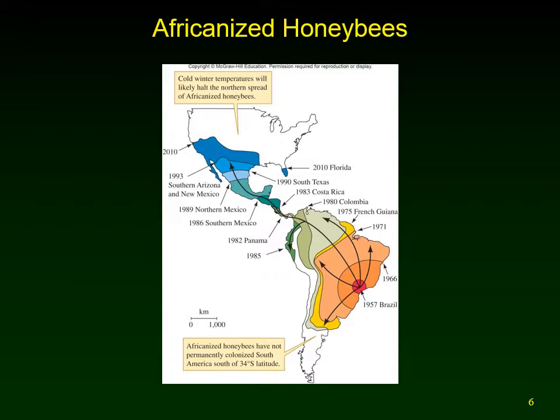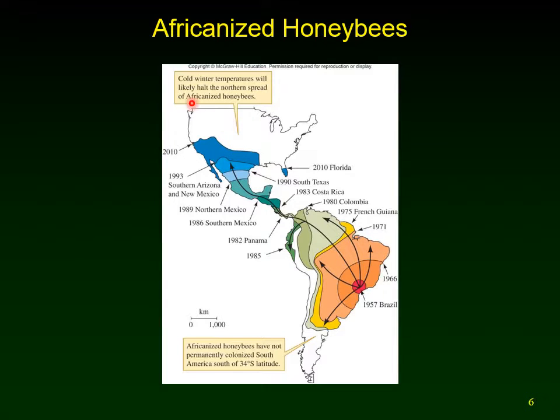Here's a chart that's in your text, and it shows the dispersal of where the Africanized honeybees started from and where they've moved to. So here was their point here in Brazil where they started in 1957. By 1966, they had spread out this far, 1971 this far, and again, you're looking at all of South America here. So you're looking at a pretty big region where they dispersed in just a matter of not too many years. And then you can see their dispersals moved up and up and up through Central America.